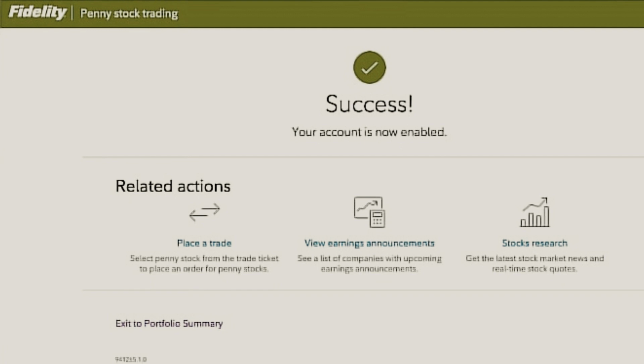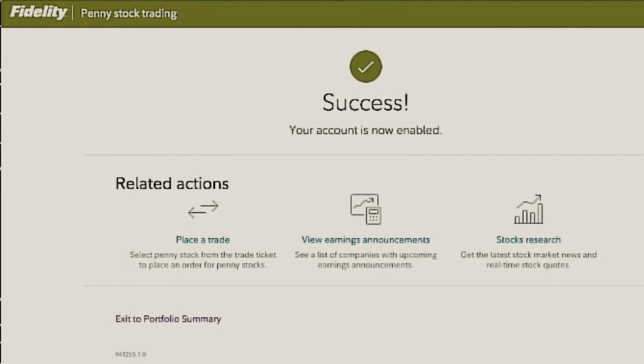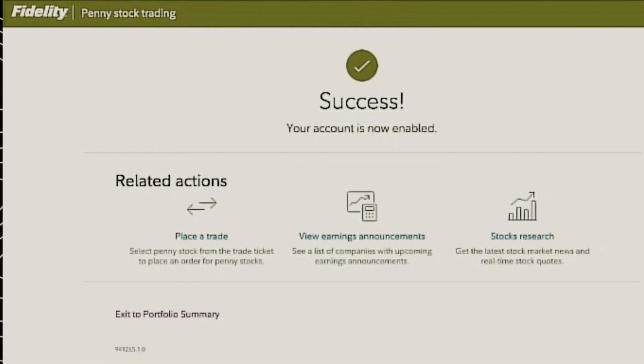Understanding the risks and costs associated with penny stock trading can help you make informed decisions while trading on Fidelity's platform.